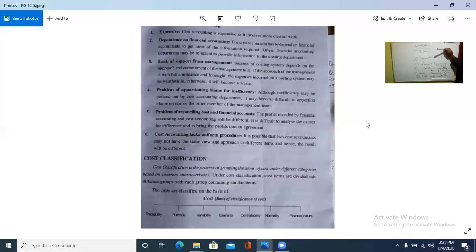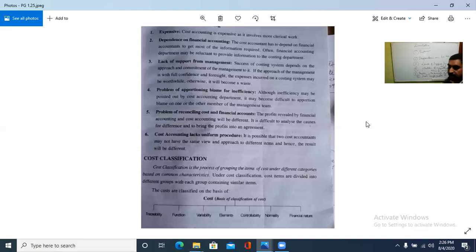Cost accounting. This is highly expensive and most of the management cannot afford it. Then thereby lack of support from the management also. Next, dependence on financial accounting. Mostly they need to depend on financial accounting data. So it is very difficult. The financial accountants are reluctant to give such data. Then lack of support from the management because of the expenses incurred. More expenses to be dealt with. That is why. Then problem of apportioning the blame for inefficiency. കാര്യക്ഷമമില്ലായ്മയുടെ ആ കുറ്റം ആരുടെ മേൽ അടിച്ചേൽപ്പിക്കുമെന്ന് they don't know. അതാണ് another point.